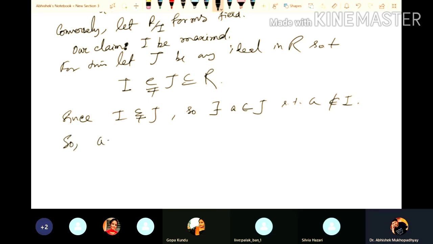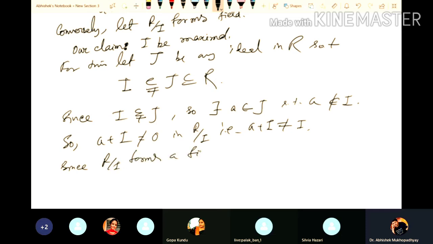So a plus I is a non-zero element in R by I. That is, a plus I is not equal to I, so this is not a zero element. Since R by I forms a field, a plus I has a multiplicative inverse.